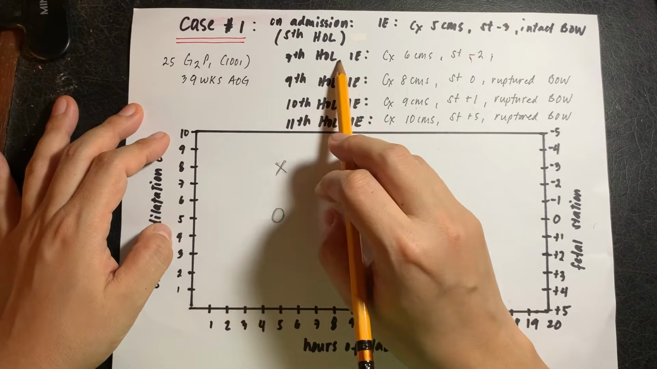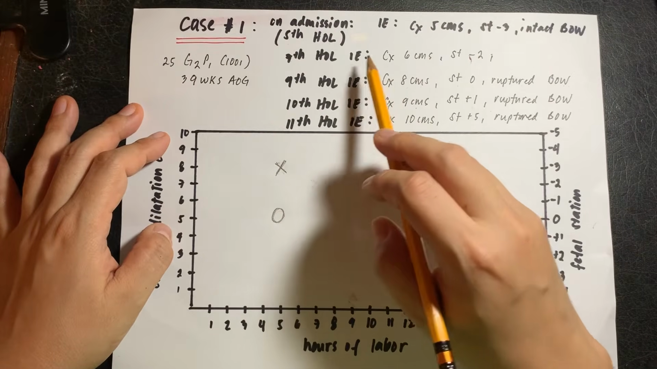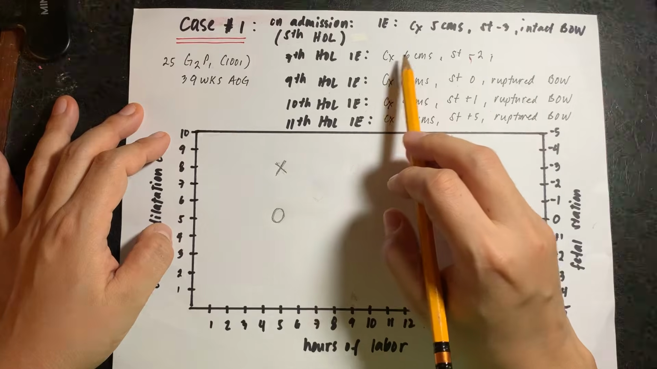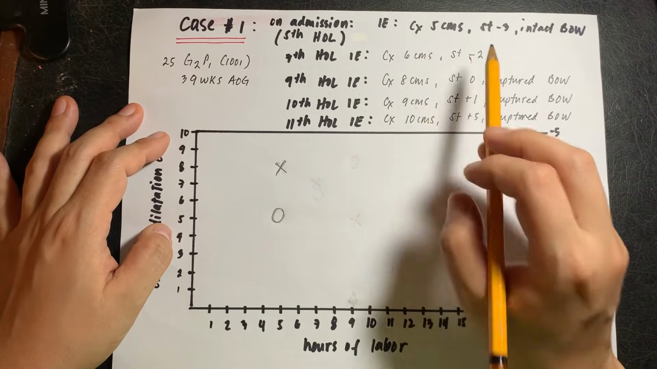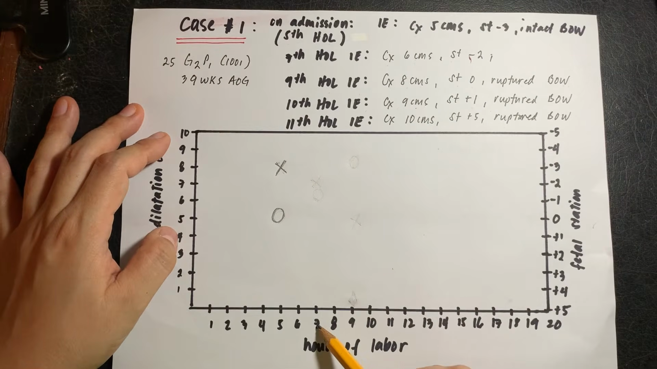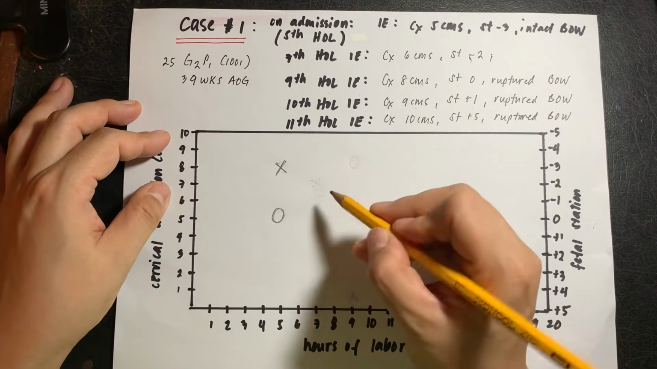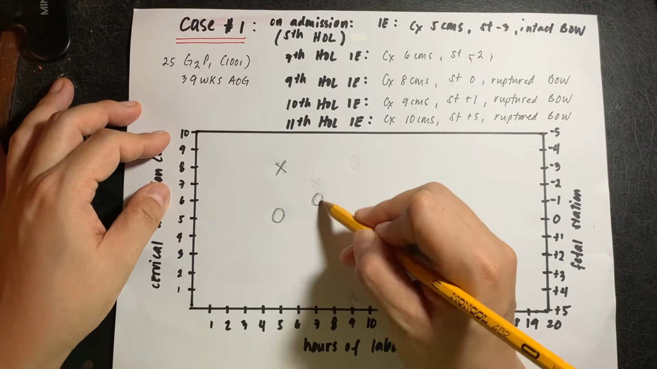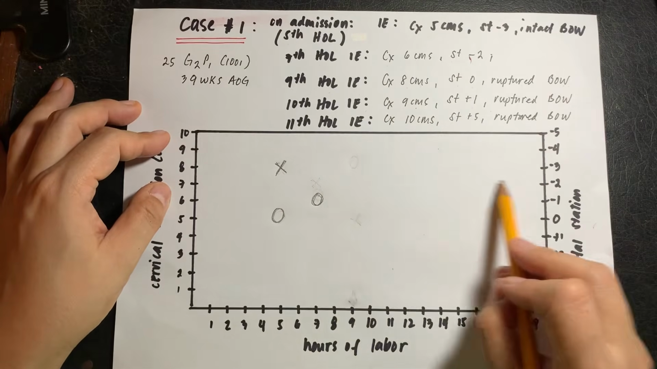For the 7th hour of labor, the internal examination showed a cervical dilatation of 6 centimeters and station -2. So here, this is the 7th hour of labor. We have a cervical dilatation of 6 centimeters and station -2.